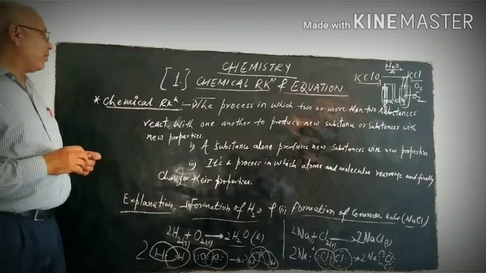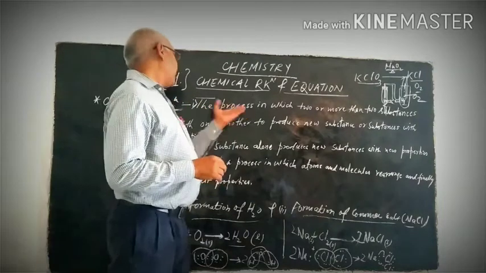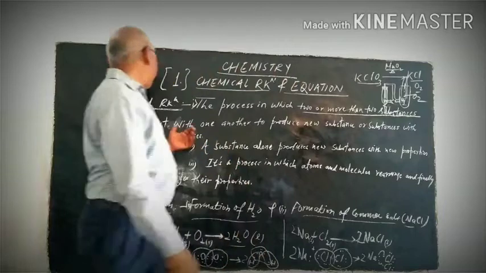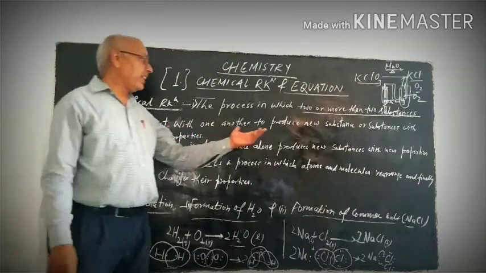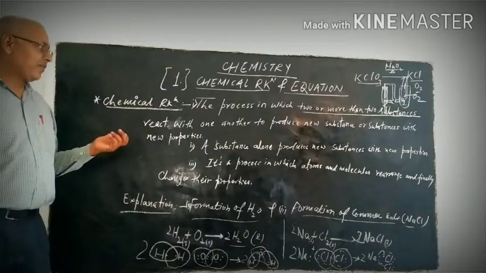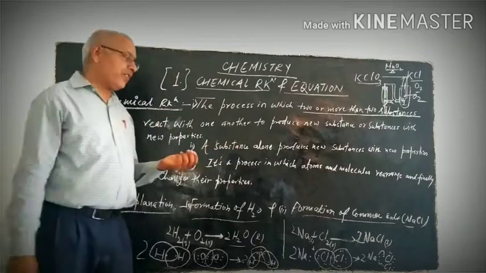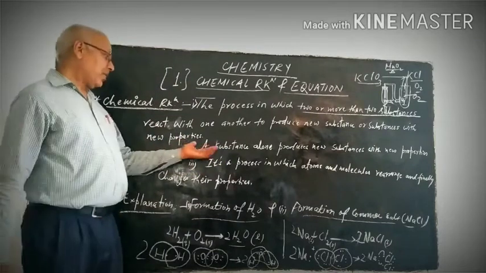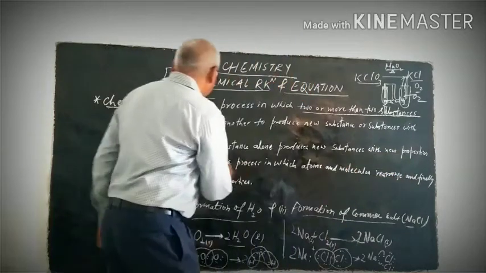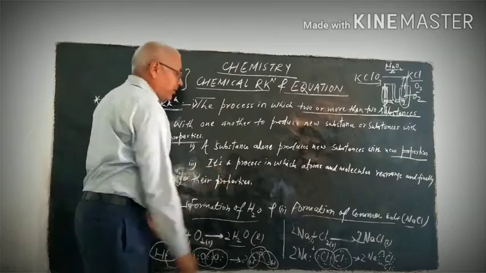Now first of all, we are going to see what we mean by chemical reaction. A chemical reaction is a process in which two or more substances react with one another and produce a new substance or substances with new properties. A second definition is also possible. Sometimes a particular element goes for the reaction after heating. So a substance alone produces new substances with new properties. That is a chemical reaction.